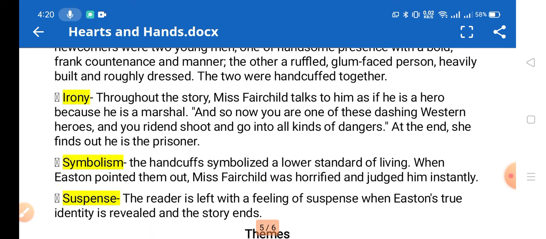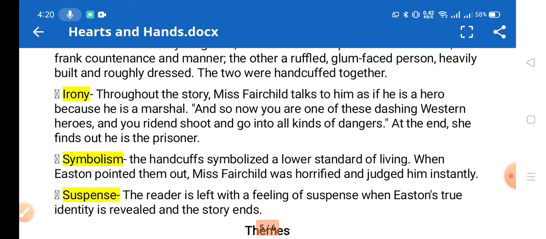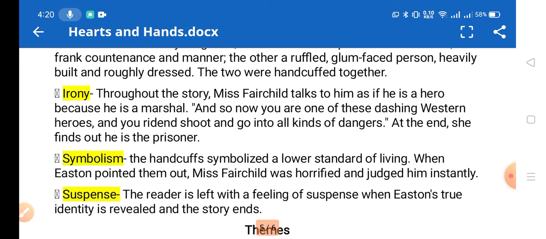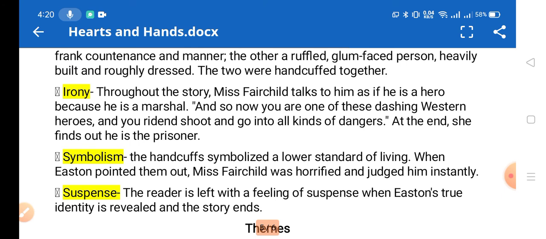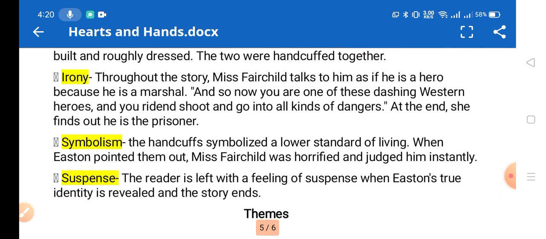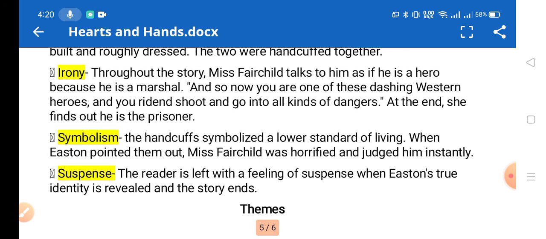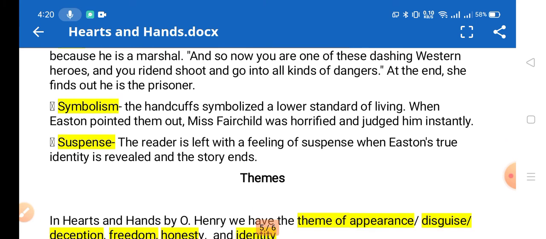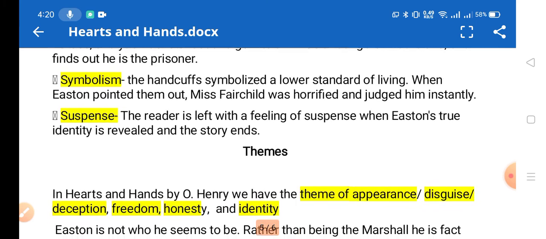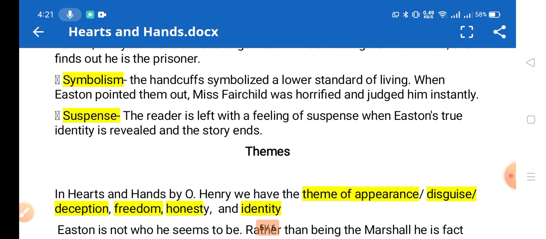And irony is used. Throughout the story, Miss Fairchild talked to him as if he is a hero because he is a marshal: "Now you are one of those dashing western heroes and you ride and shoot and go into all kinds of dangers." At the end, she finds out that he is a prisoner. Symbolism is used there. The handcuffs symbolize a lower standard of living. When Easton pointed them out, Miss Fairchild was horrified and judged him instantly.